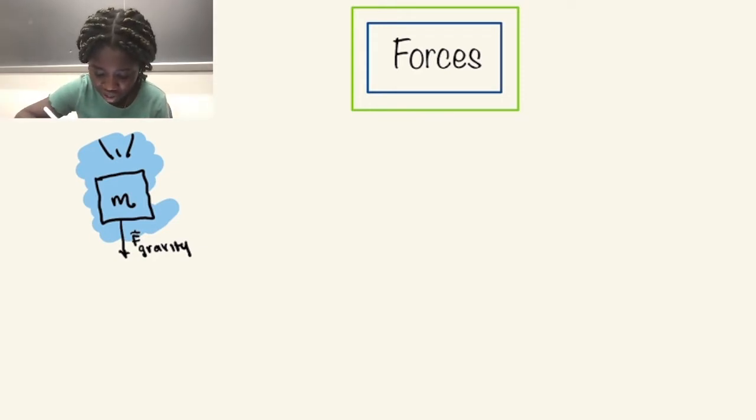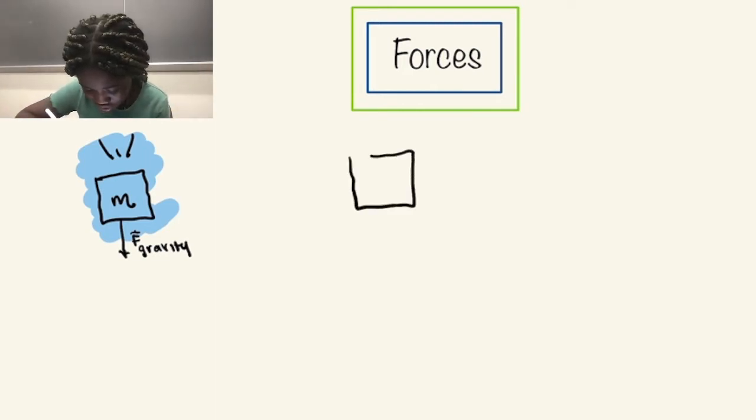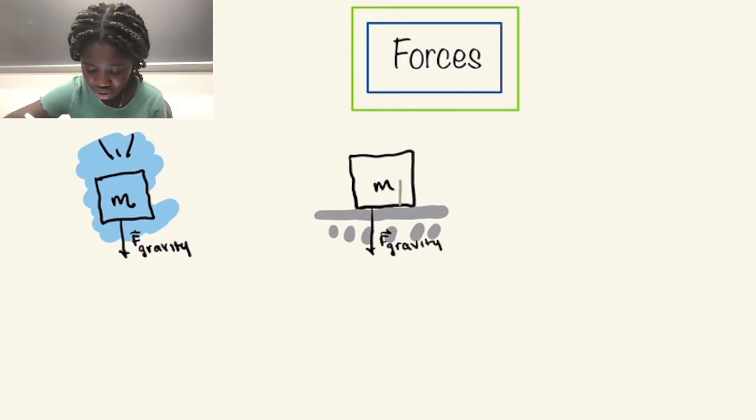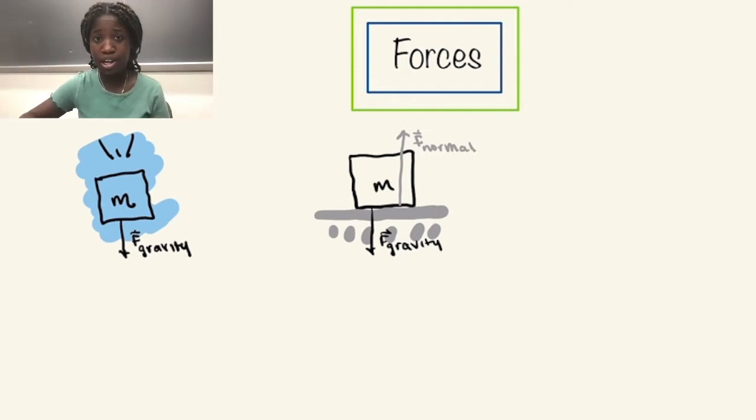Now, let's say we had our falling block, and it falls on a patch of ice. Now, what are the forces? We have our gravitational force, but we also have a new force, and this is called the normal force. The normal force is the force that the ice is applying on the block so that it does not fall through the ice.